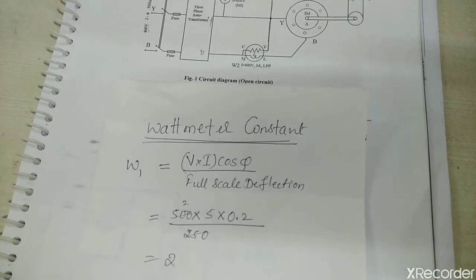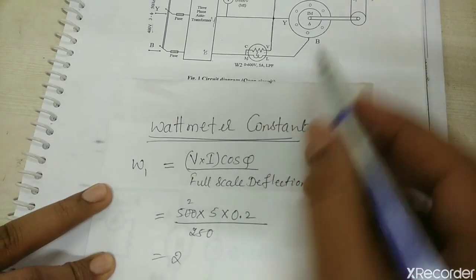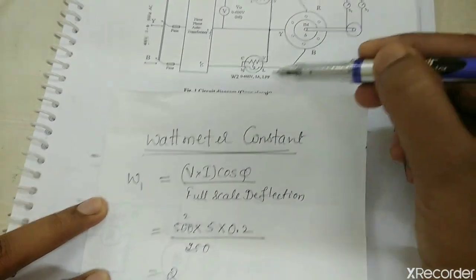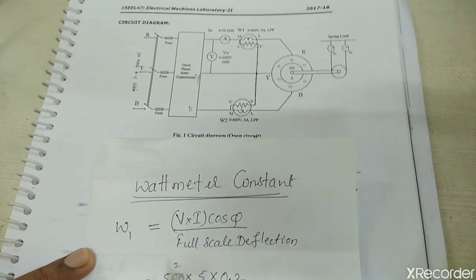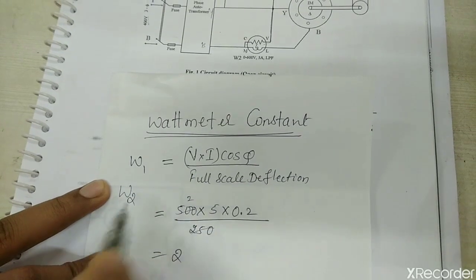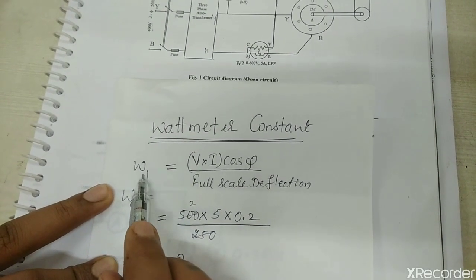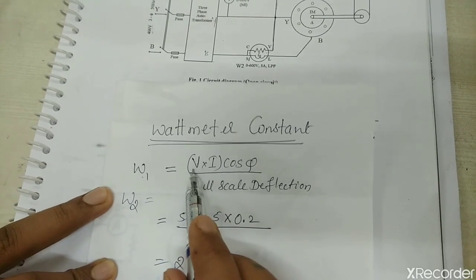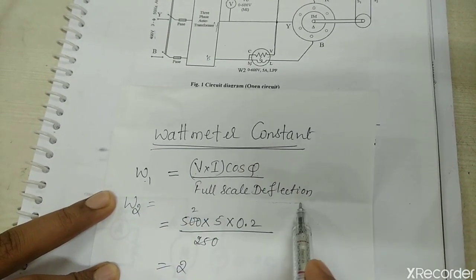Before using these wattmeters, we are going to use two LPF wattmeters of range 0 to 600 volt, 5 ampere. So we need to calculate the wattmeter constants. Here both are the same type of wattmeters, LPF of the same range. So the wattmeter constant has to be calculated. It should be V scale into I scale into cos phi divided by full scale deflection.